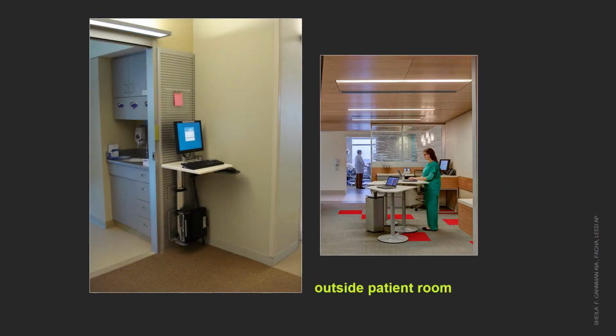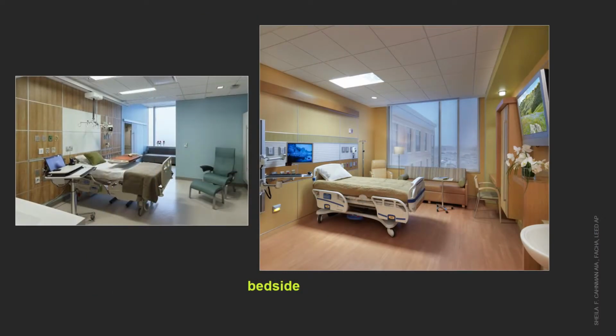So here's an example of charting outside of a patient room. And then now bedside. On the left side, you can see the computers on a stand, so that it can move in and out of a room and can be turned towards the patient. On the right side is a computer that's stationary, attached to the wall, but has the opportunity with an articulated arm to turn so it faces the patient as you're charting.